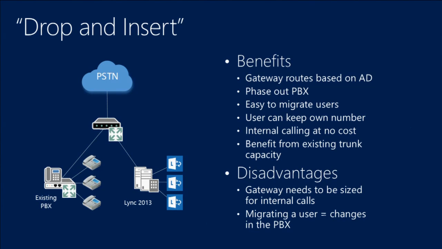So that makes it easy to migrate users. You will be able to keep your number. Internal calling at no cost. Every time you go from Link to PBX or the other way around, it just goes over your gateway, it doesn't need to go to the PSTN. From a Link perspective, configuration is also really easy. You just enable the user for Enterprise Voice, you assign the number, and the Link configuration side is done. You don't need any additional trunks from your gateway to the PSTN, because that already exists.